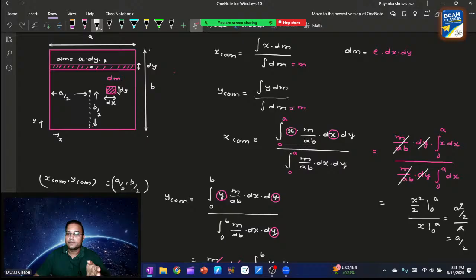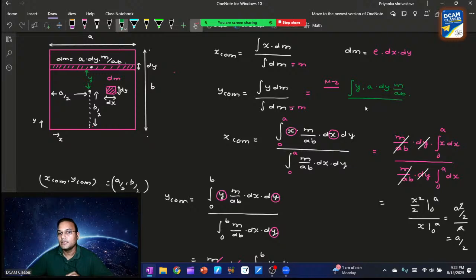is area M by AB. And because they know for a rod the x center of mass is only at the center, so it will be at a by 2 only. But for y they just integrate. The second way, I'm just doing it using this formula, method 2. Let me write it with a different pen. It will be integral, let's say it is at y distance, y a dy M by AB, by total mass is M.